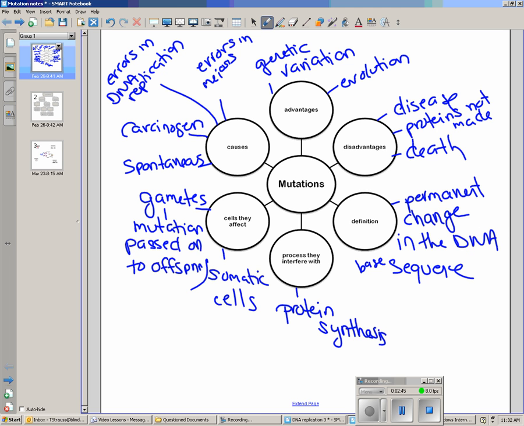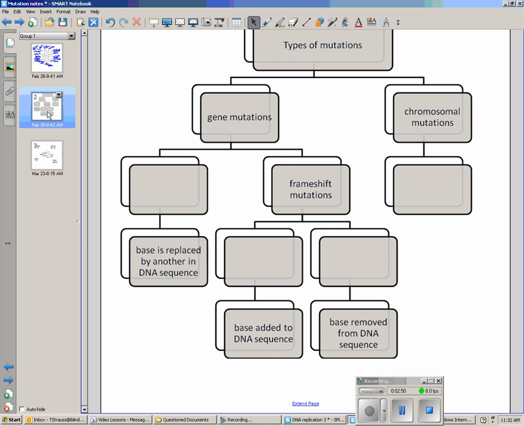Okay, so what actually is happening? When we talk about mutations, there's some specific types that we talk about. We talk about chromosomal mutations and we talk about actual gene mutations. And gene mutations include things called a substitution, and we'll look at each of these, which is when a base is replaced by another base in that DNA sequence. We could have a frame shift mutation, which includes insertions, actually inserting a base into the sequence, or deletions, which is the opposite. That's when a base is going to be removed from the sequence.